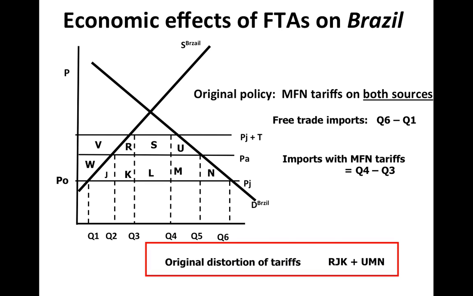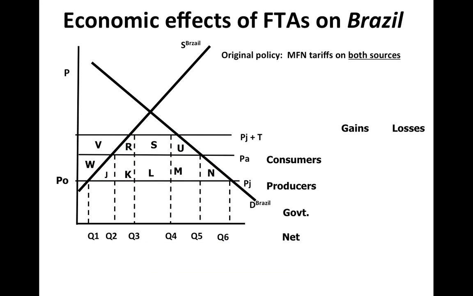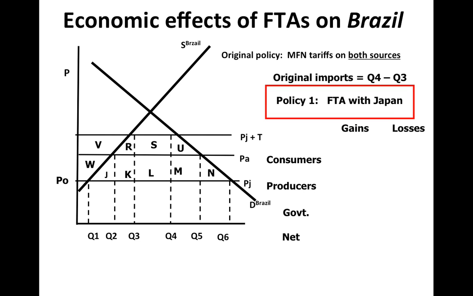The original distortions with tariffs on both countries is the standard deadweight losses of RJK and UMN. So if you recall, RJK is the production inefficiency associated with the tariffs. UMN is the consumption inefficiency, the consumers that are priced out of the market because there are tariffs on both sources. Let's first imagine that we have a free trade agreement with Japan.